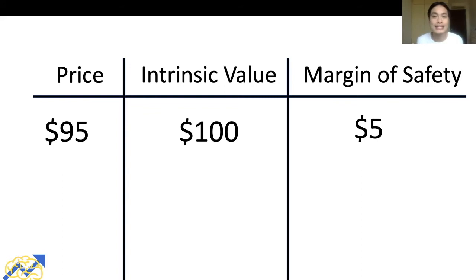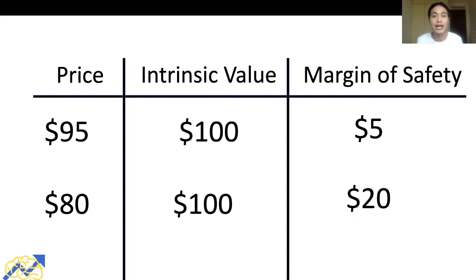Let's take a look at a second example. The current stock price for the stock is $80 and its intrinsic value is $100. What will the margin of safety be for the second stock? The margin of safety for the second stock would be the intrinsic value, which is $100, minus its current stock price, which is $80. So 100 minus 80 will give us $20. So the margin of safety for the second stock is $20.